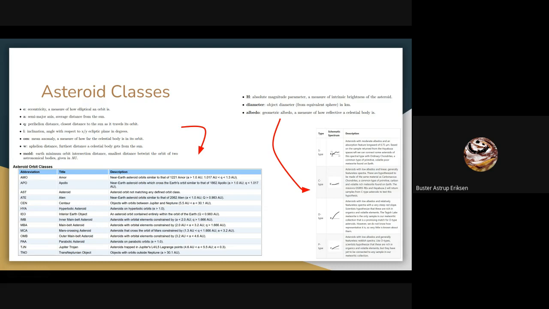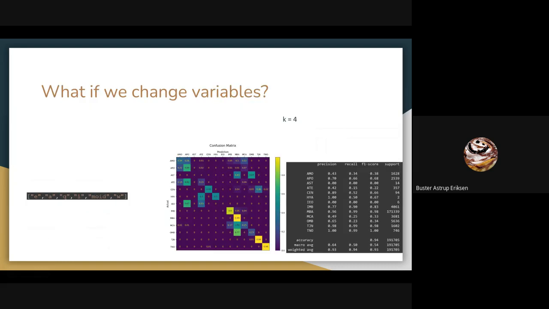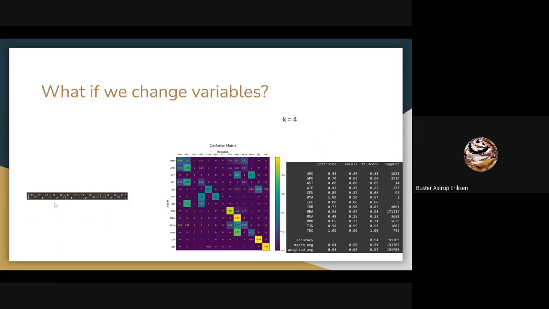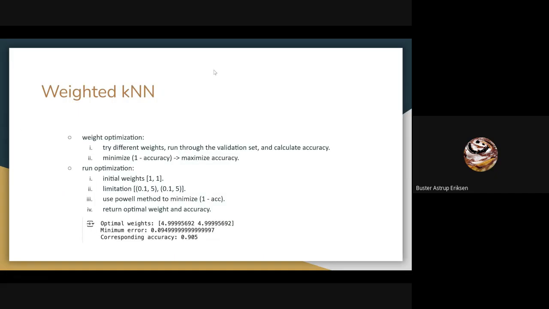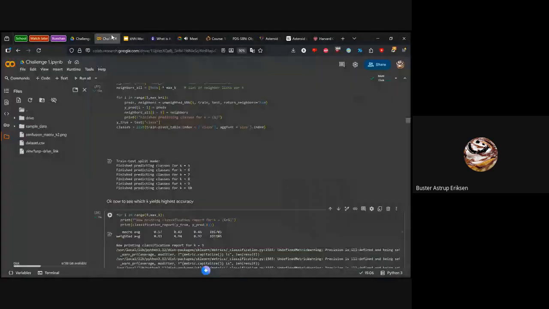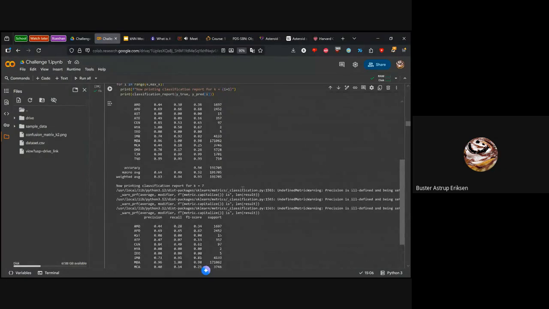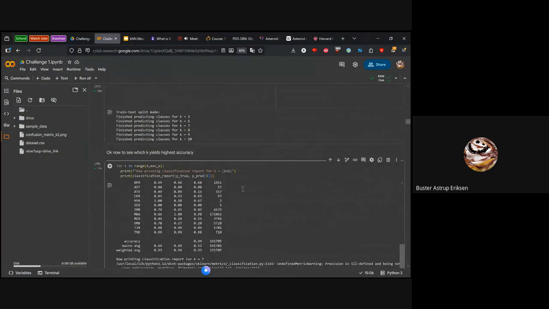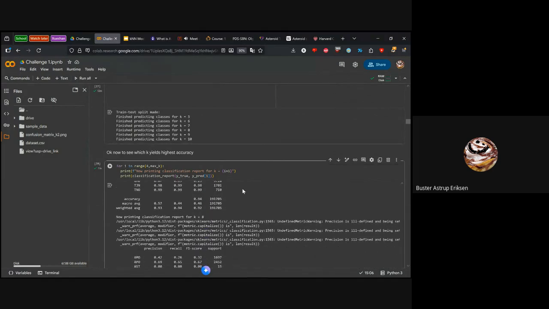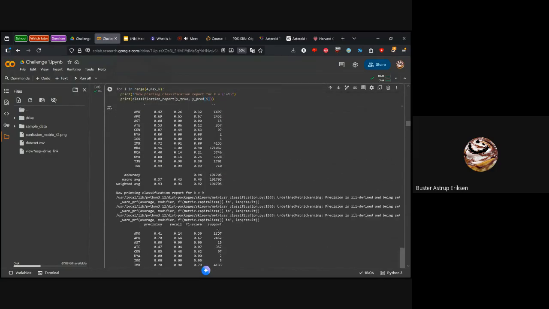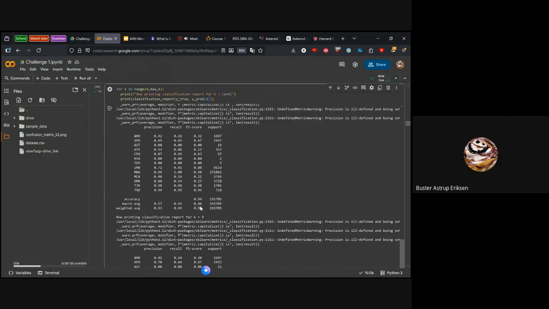So while the PowerPoint was going on, I tried changing the variables to the eccentricity and some of these values here, and for k equals 4, I find that it is way worse than what it was before. And now I'm just going to quickly stop and go into the Colab here, because I was running some code in the meantime from 5 to 10 to see if anything actually became better by doing this. And it does not seem that the accuracy or the macro average improved here.